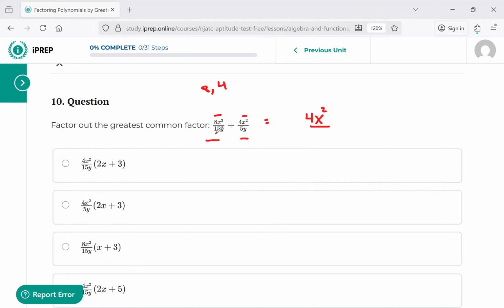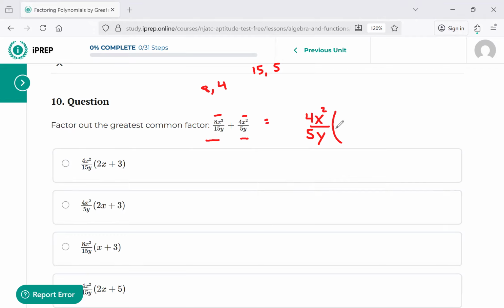Okay. Now do the bottom. We have a y here and a y there. So it looks like you could take out one y, and then the 15 and the 5. It looks like you could factor out a 5 because you can't go any higher, right? So yeah, I think that's my GCF.